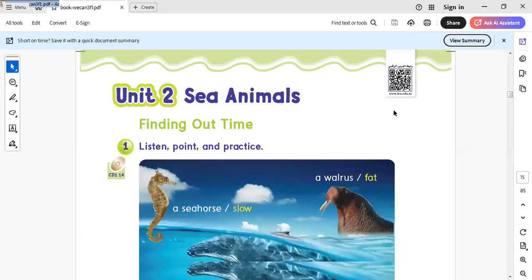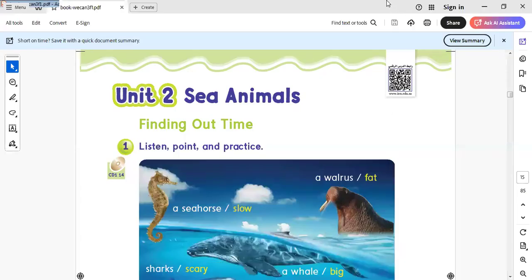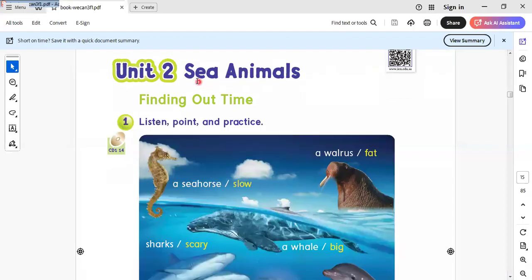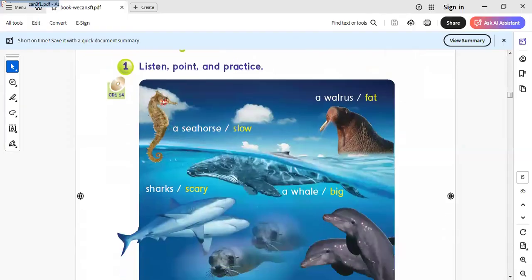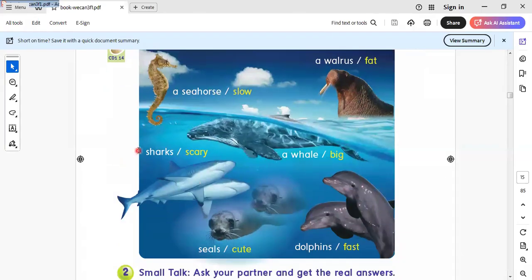Here we will start Unit 2 in your book. We Can, grade 3. Here we talk about sea animals. I think that most of us know sea animals. Here we have a kind of animal called a seahorse. This is the slowest animal in the sea. This is the kind of animals that live in the sea.